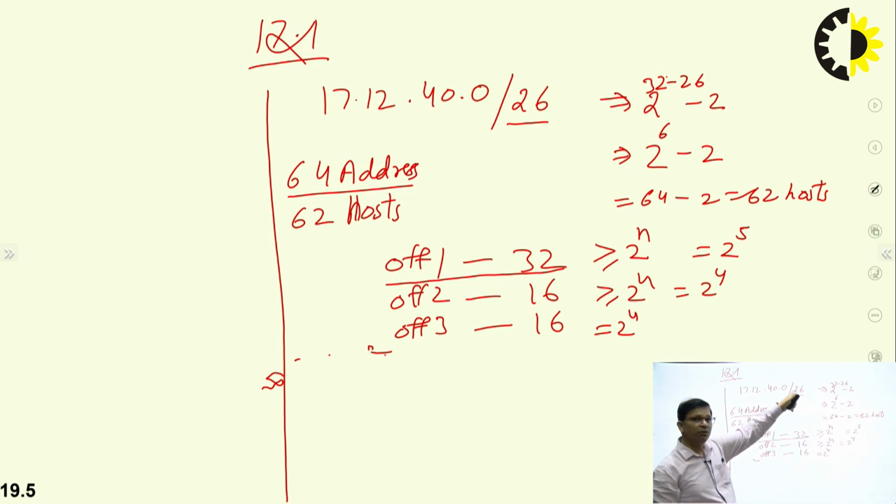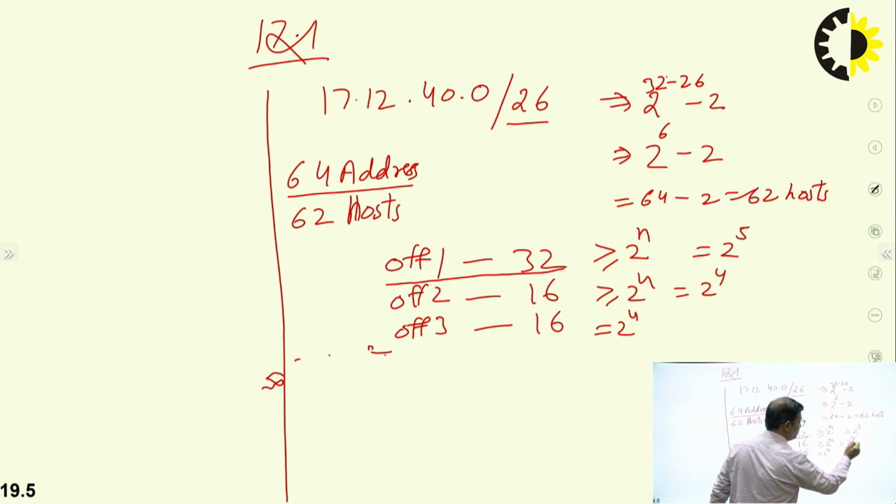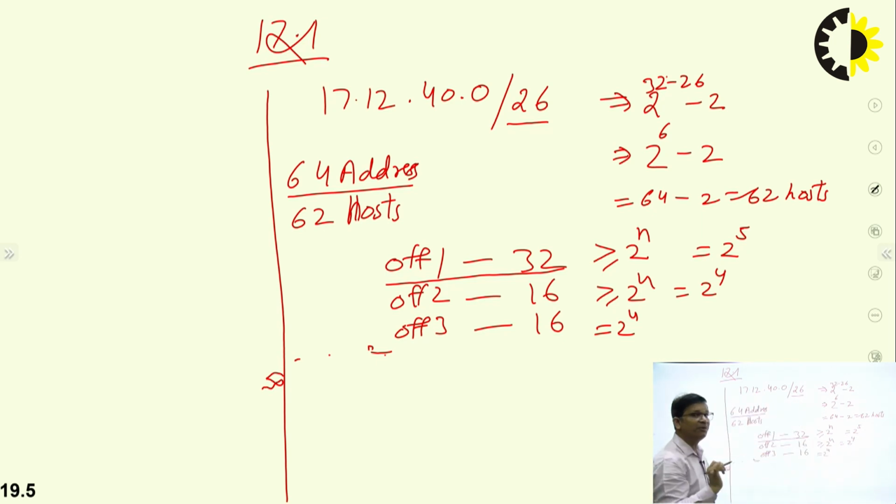This is the mask given by the organization, but we have to choose another mask that will be greater than or equal to 26. It is not fixed as 26. So if the addresses are given as 5, 4 and 4 bits, what will be the subnet mask in these cases?